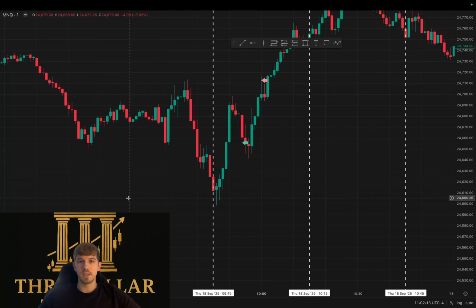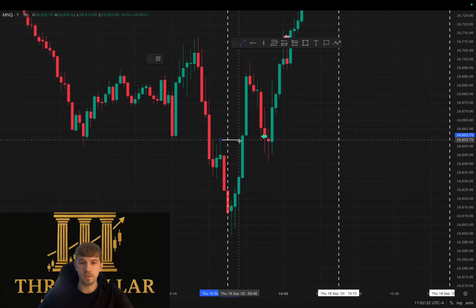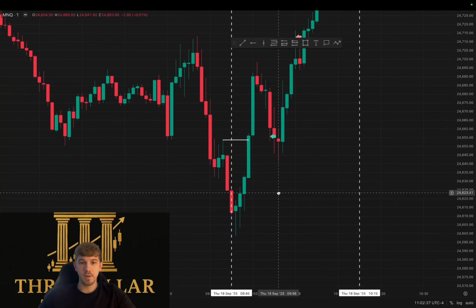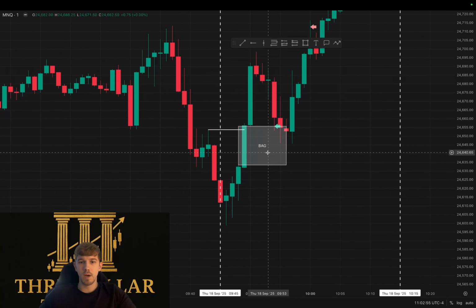Now I'm going to show you an example of a trade that I took, and this was on the 18th of September within the first macro. Here you can see this single candle broke above this short-term high or swing high, and it closed above, and in the middle of that has created a fair value gap. This is your breakaway gap, and you would mark it like this.